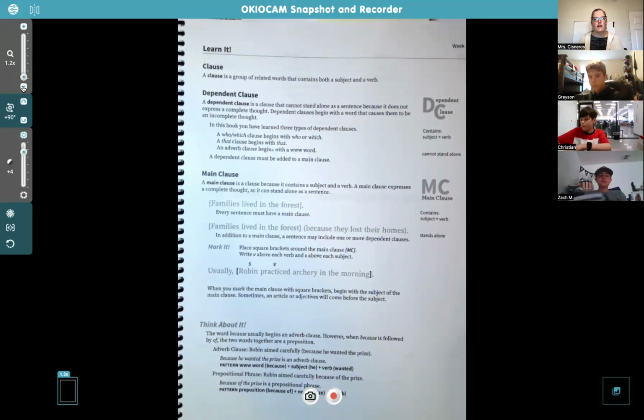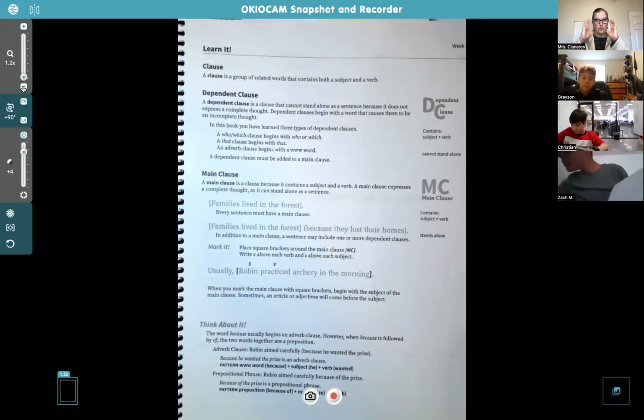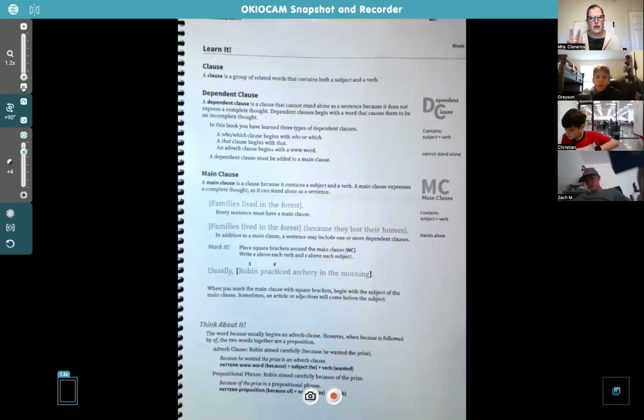So a clause is a group of related words that contains both a subject and a verb. I've mentioned this to you before. I'm just going to keep repeating it until you guys really understand. There's a difference between phrases and clauses because we have prepositional phrases. Those do not have verbs in them. They have a preposition and a noun, but no verb. But clauses do have verbs, and they might have nouns too, but clauses have verbs. That's the difference between clauses and phrases.